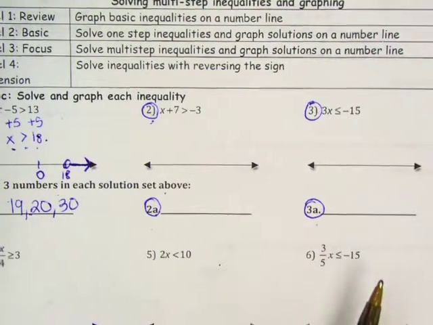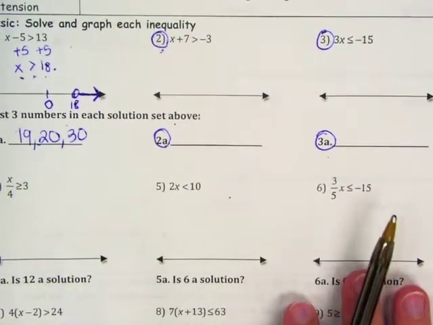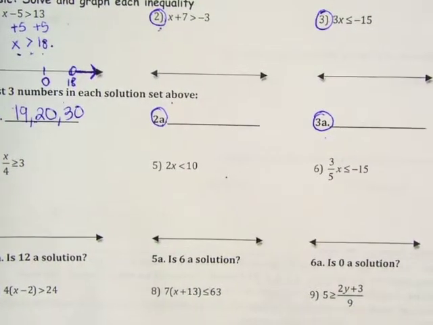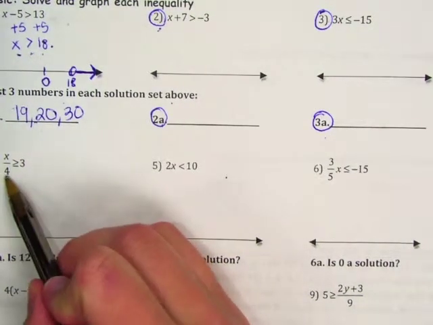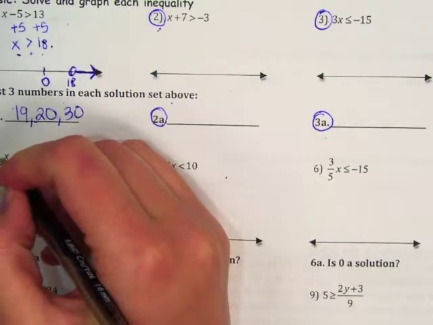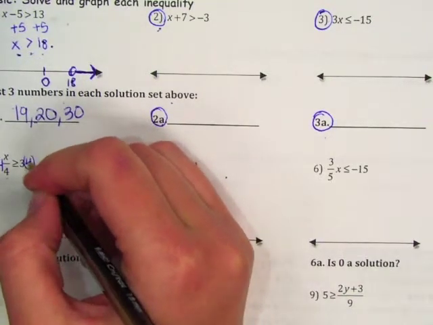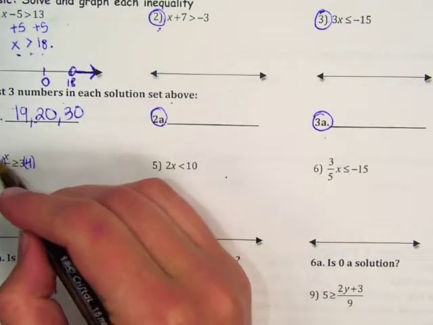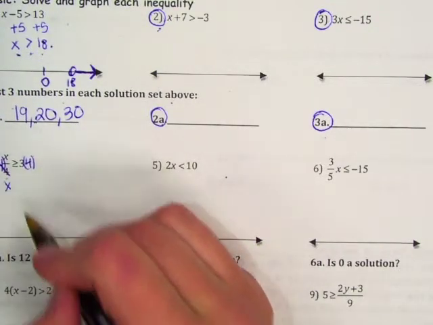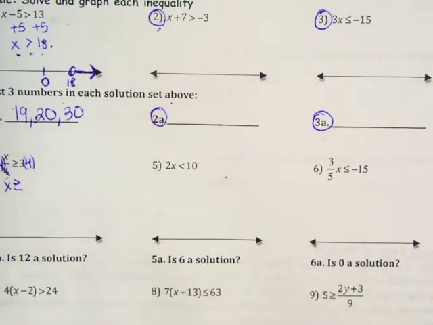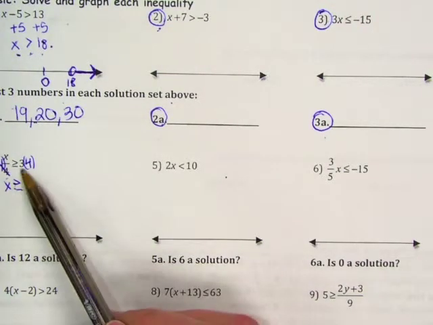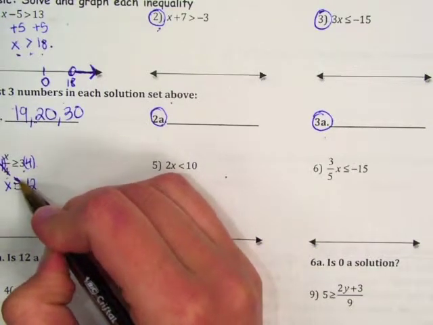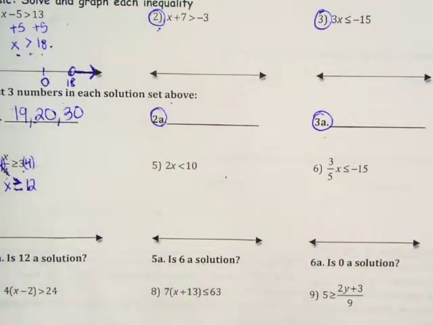So now if I go on to number 4, I want to solve and get x by itself. So the first thing that I'm going to do is I have an x in the bottom, so I'm going to multiply both sides by 4. Then these 4s will divide, and I'll be left with just x on this side. I'm going to bring down my symbol. Then if I do 3 times 4, I'll get 12. So I'll have x is greater than or equal to 12.